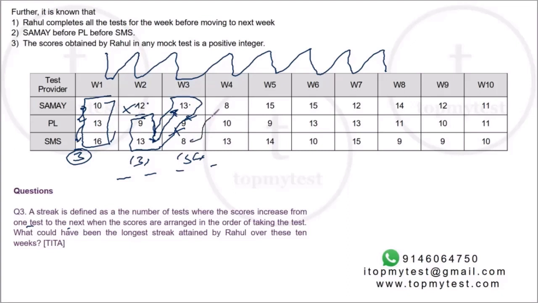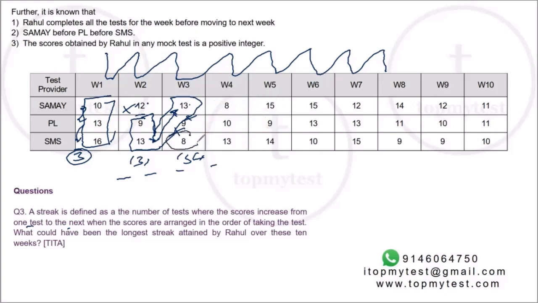Okay, let's try the next one. From 8 to 8, there can be a streak. 8 to 10, there can be a streak. 10 to 13, there can be a streak. 13 to 15, there can be a streak. But 15 to 9 cannot be a streak. Okay, so this streak is pretty lengthy. If you look at this, if you take these 5 tests, okay, let me just erase this.